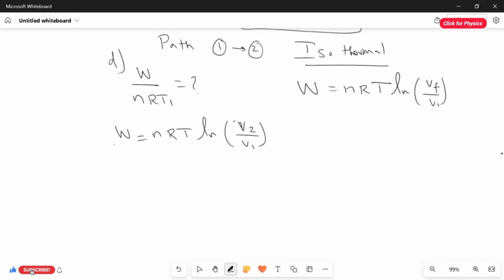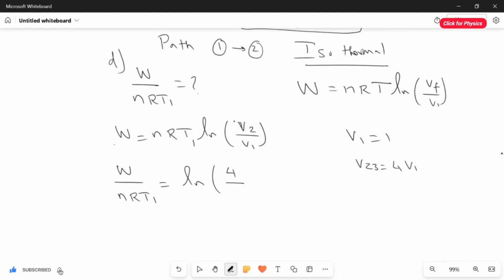Whether T1 is equal to T2 or T2 is equal to T1, let's take T1. So now I can write T1 here. Now I can move this to the left hand side. By that we can write this as W over nRT1 equal to the natural log of V2 over V1. V1 is 1, and V3 is equal to 4 times V1. We already used this value. So the volume at 2 is 4 times V1, which is 4, over the volume at V1, which is 1. So we have natural log of 4 over 1.